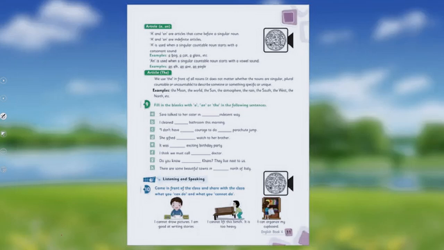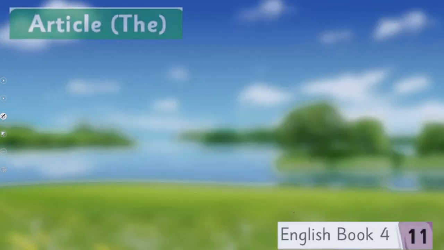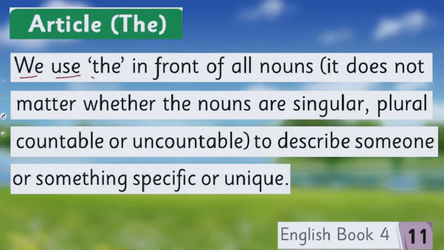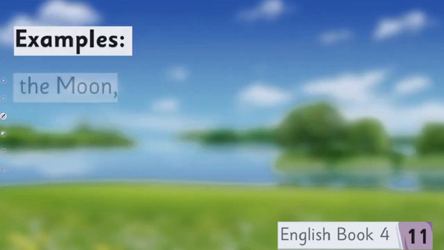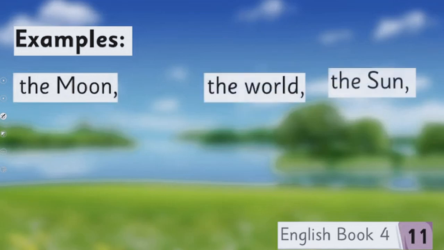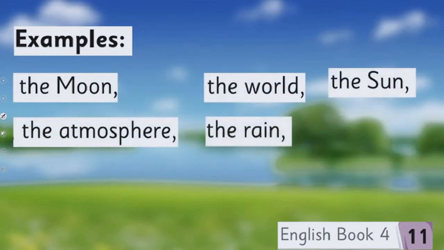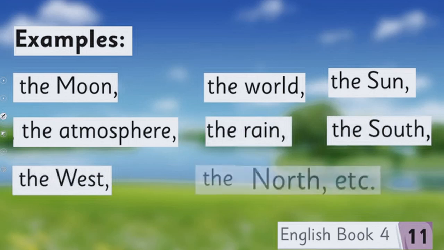All right. So here is what your book says about it. Open your book on page number 11. Article the: we use the in front of all nouns. It does not matter whether the nouns are singular, plural, countable, or uncountable, to describe someone or something specific or unique. All right. So here the examples are the moon, the world, the sun, the atmosphere, the rain, the south, the west, the north, etc.